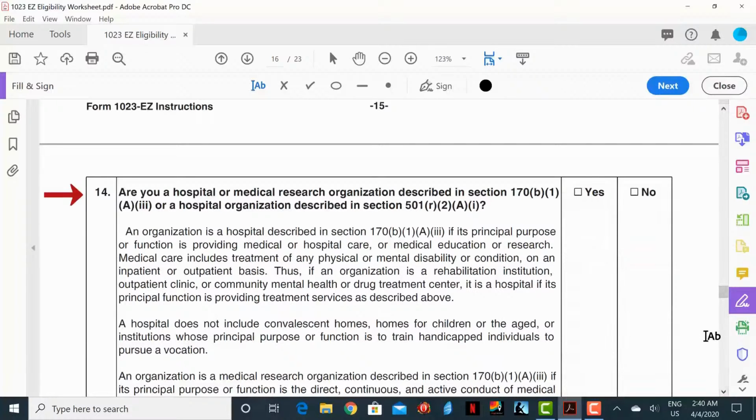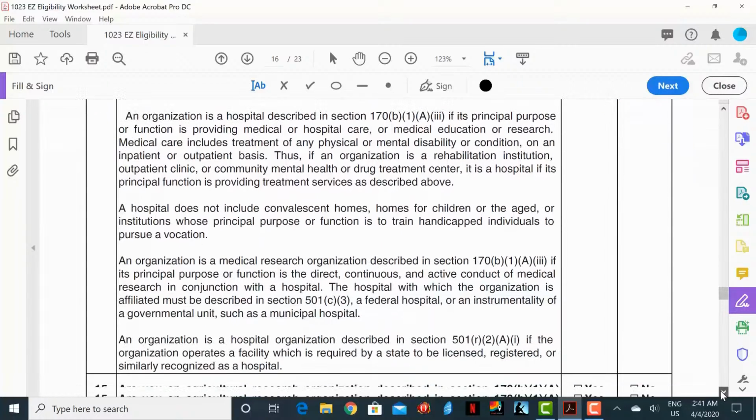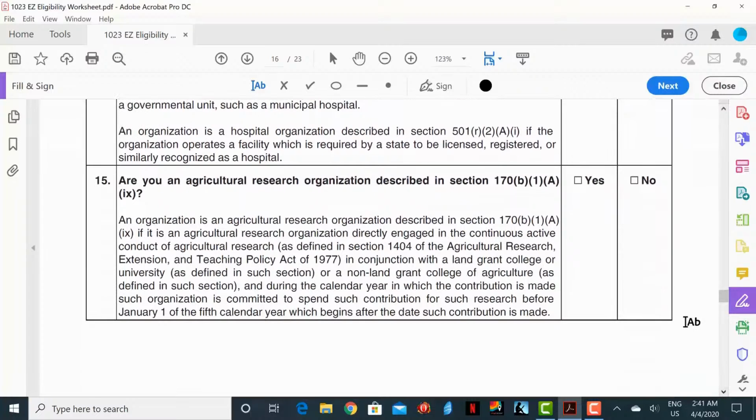14. Are you a hospital or medical research organization described in Section 170B1A3, or a hospital organization described in Section 501R2A1? No. 15. Are you an agricultural research organization described in Section 170B1A9? No. Okay, click off and no.